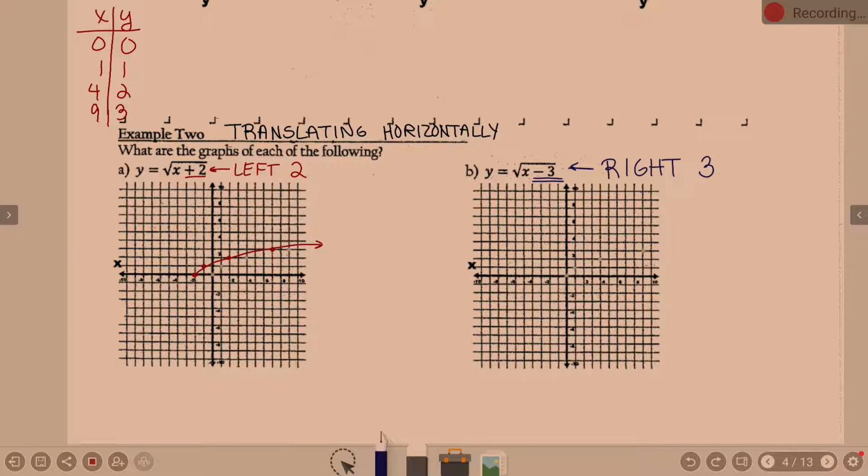And again, if you forget those dots, are you just stuck and can't do anything? No, if you forget those dots, go recreate your original XY chart. Just do the square root of X to recreate that if you forget that. Okay, I'm taking each of these dots and going where? Right 3. So 0, 0 becomes 3, 0. 1, 1 becomes 4, 1. 4, 2 becomes 7, 2. And 9, 3, 12, 3.